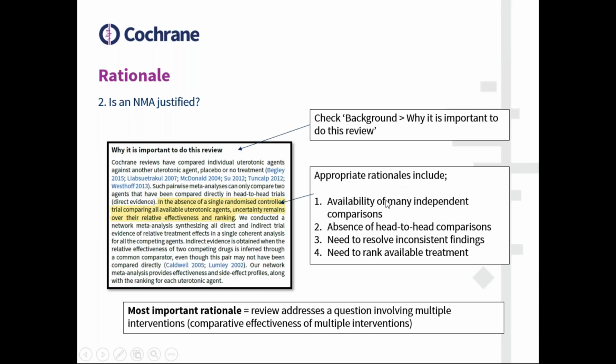Appropriate rationales, according to the handbook, where the Comparing Multiple Interventions Methods Group were involved in writing that chapter, state that availability of many independent comparisons is an appropriate rationale, absence of head-to-head comparisons, the need to resolve inconsistent findings, and the need to rank available treatments. The most important rationale is that the review addresses a question that involves multiple interventions.